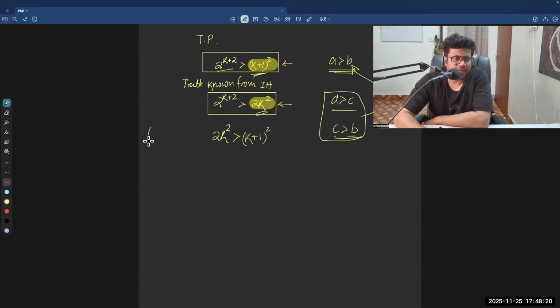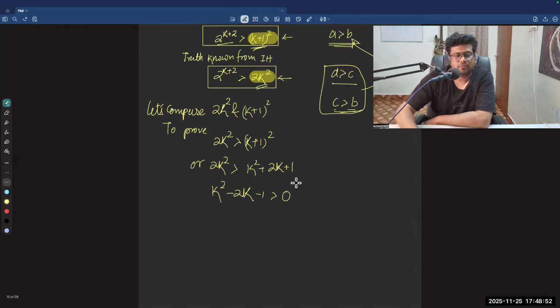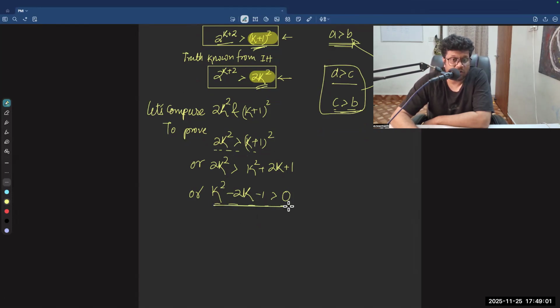So let's compare in my solution 2k square and k plus 1 whole square. To prove 2k square is greater than k plus 1 whole square, or 2k square is greater than k square plus 2k plus 1, or, if I take everything to the left, k square minus 2k minus 1 is greater than 0. So I have simplified this to look like that now. The question is, is this always true?